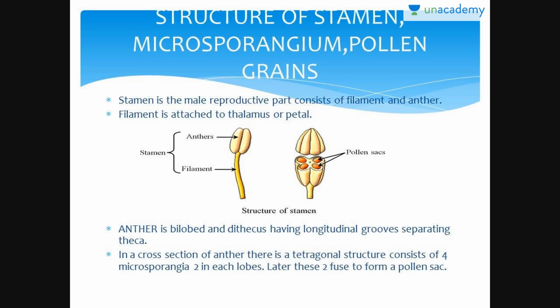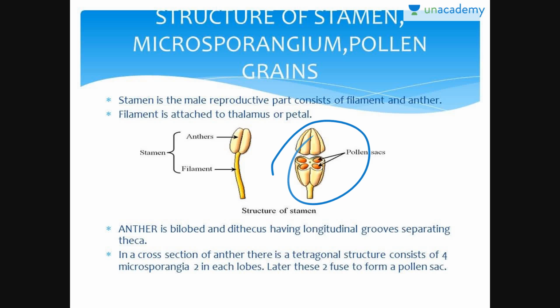So a typical stamen consists of two parts, that is filament, which is a slender stalk, if you look here, and then a terminal bilobed structure, which is called anthers. A typical angiosperm anther is definitely bilobed. Each lobe has two theca, that's why it's called dithecous. Each anther contains 4 microsporangia located at the corners, 2 in each lobe.